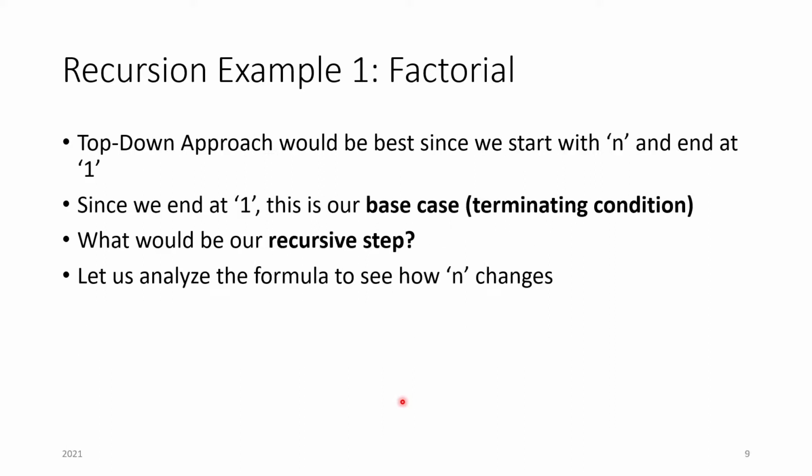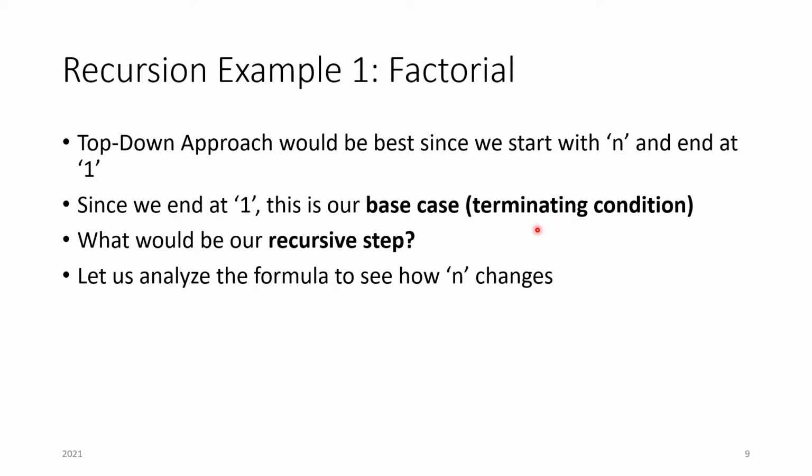In doing this particular problem, the top-down approach is going to be the best, because we saw that for n factorial, we start at n, and we go n minus 1, n minus 2, all the way down to 1. The last case, which we're ending at in the top-down approach, is what we refer to as our base case, or terminating condition, which is going to stop our recursion altogether.